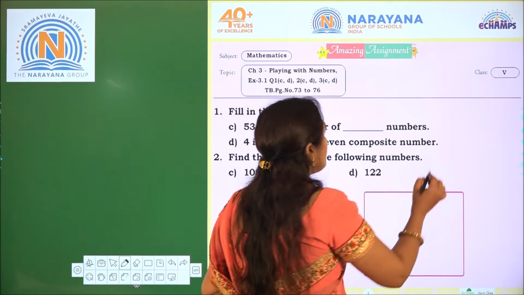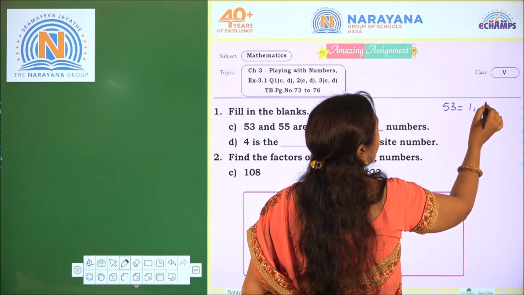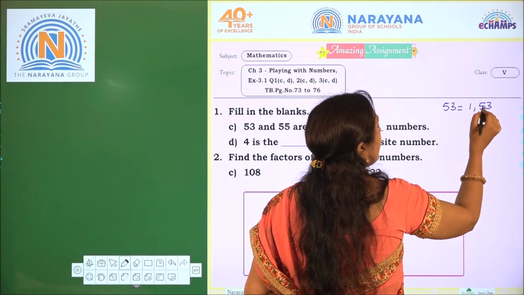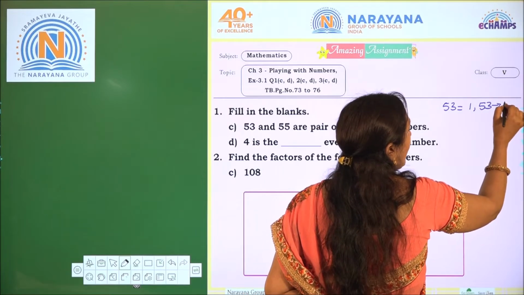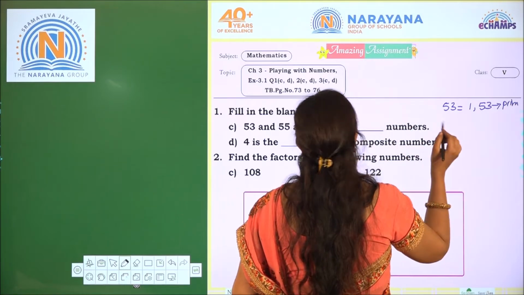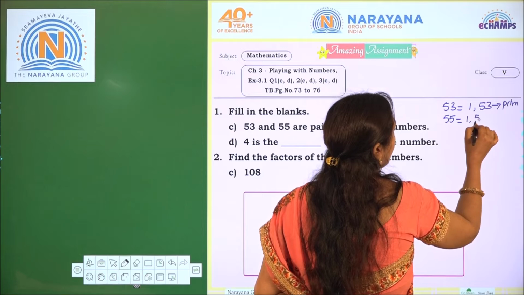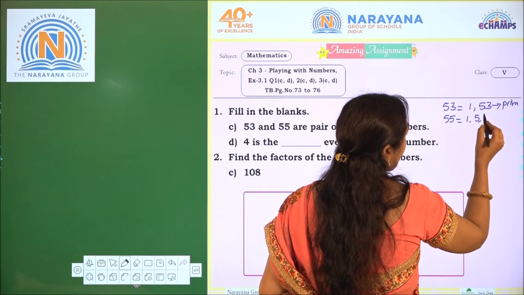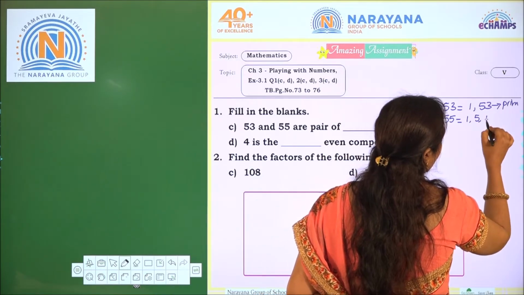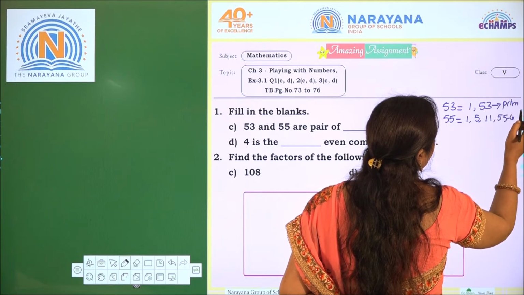Coming to 53, how many factors are there for 53? 53 has 1 and 53 only, so it is a prime number. And coming to 55, the factors are 1, 5 and 11, and 55 itself. So it is a composite number.